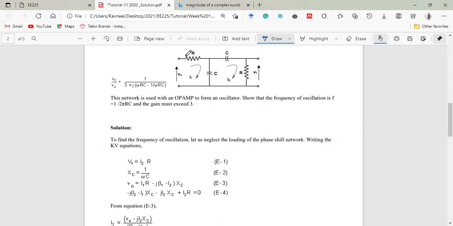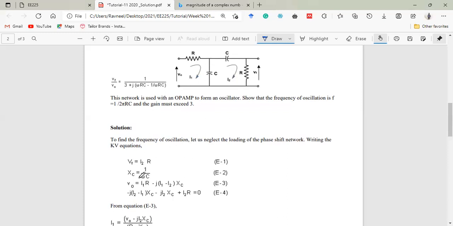Next is to write the loop equations for both the loops. Writing the loop equation for the first loop, if you start from this particular line, V out is equivalent to I1 times R.